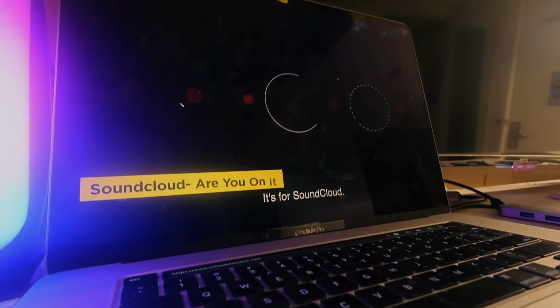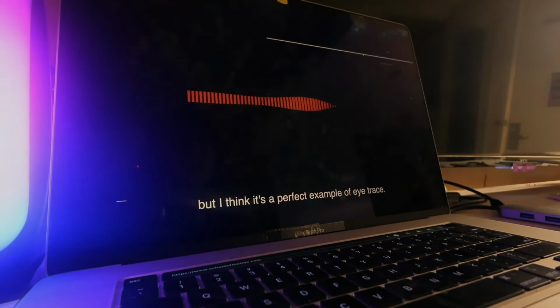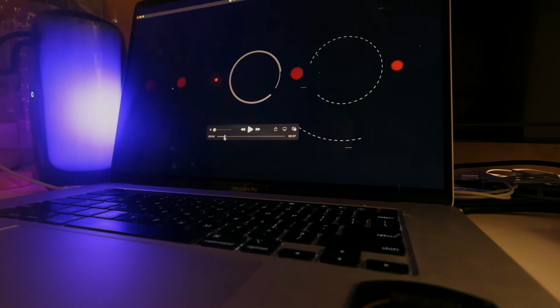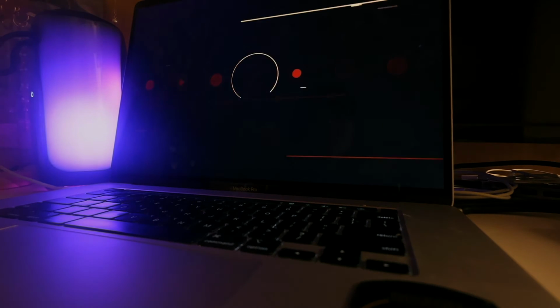For SoundCloud, it's kind of an older piece, but I think it's a perfect example of eye trace. So let's talk about a few moments. Right off the bat, there's this really simple movement from left to right. Let's kind of go frame by frame through this. Something doesn't actually have to be moving across the screen to make your eye travel across the screen. By showing you things at different points on the screen, your eye naturally goes to where the animator wants you to go. I want you to notice how you've got these arcs that are sort of drawing on and animating off.